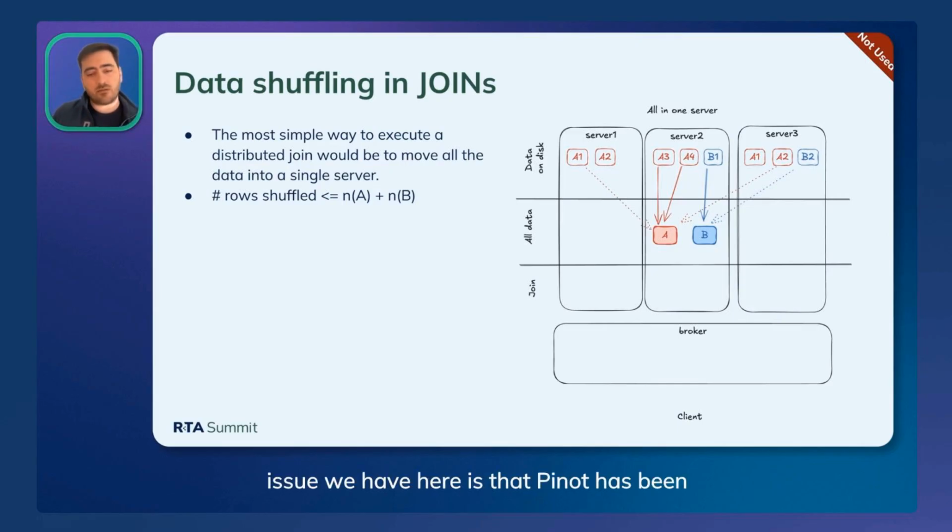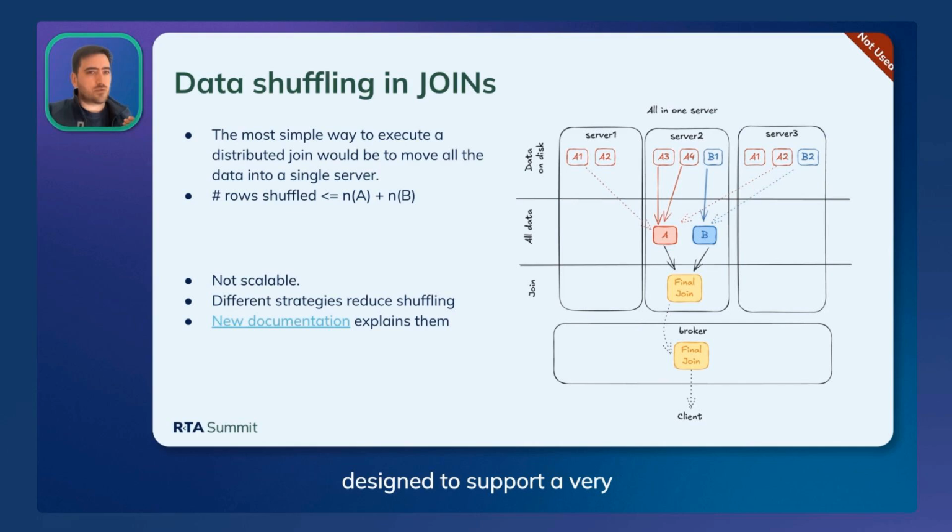But the main issue here is that Pinot has been designed to support a very large amount of information, and that's one of the reasons why we have different servers, right? One of the reasons is high availability, but the other is that Pinot stores so much information that most of the time you cannot hold all of it on the same server. So this technique is not used in Pinot because it can only be used in the most trivial cases, right? There are other techniques Pinot uses.